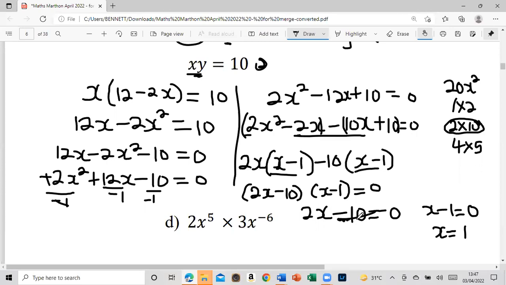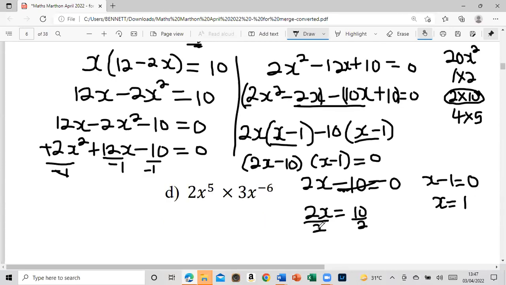So 2x minus 10 equals 0. That means 2x equals 10, positive, because when you carry over the 10, it becomes positive. Then you divide by 2. But remember, as I was saying, there are going to be 4 solutions. So this now equals 5. Notice we found x, but we still need to find y.